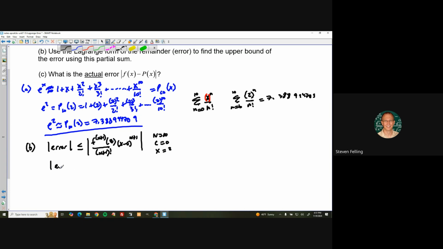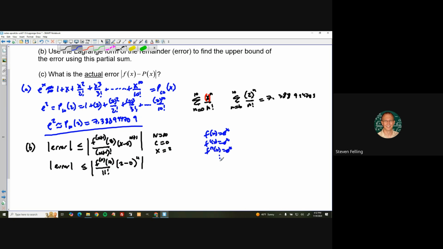The absolute value of the error is less than or equal to the 11th derivative of some value, which we don't know, over 11 factorial. And then this is going to be 2 minus the centering value of 0 to the 11th power. Okay, so for me to finish this calculation, I need to know what z is. So that means we have to take the function f, which in this case is e to the x, and find the 11th derivative of it. So the first derivative is e to the x. The second derivative is e to the x.